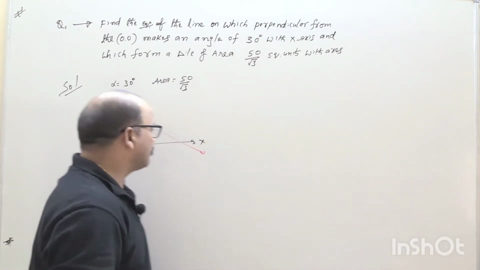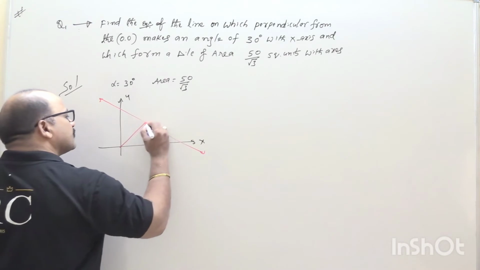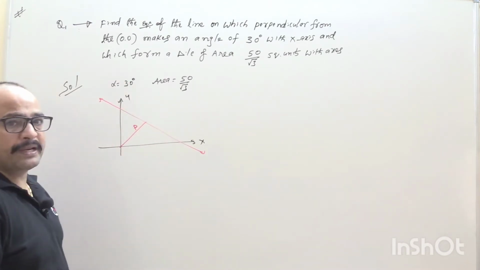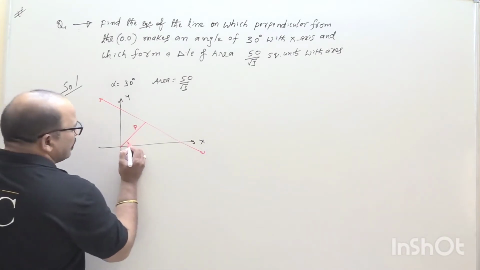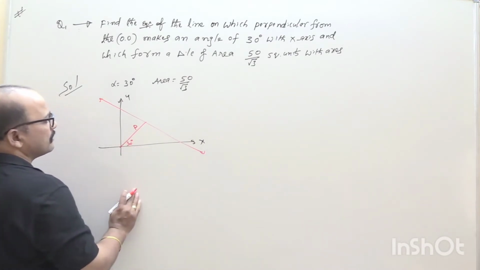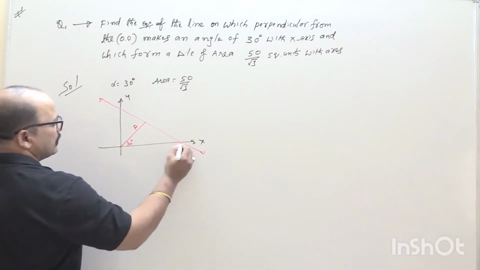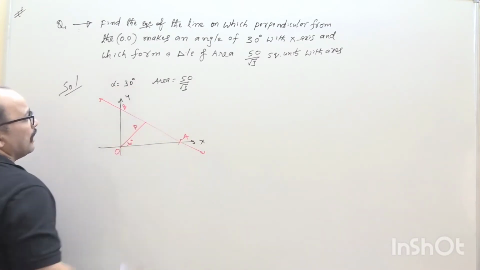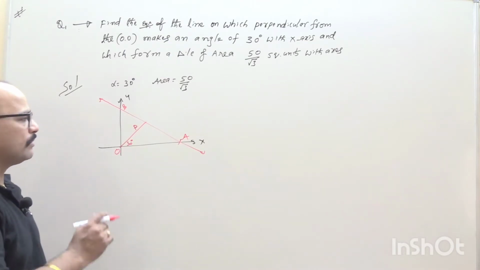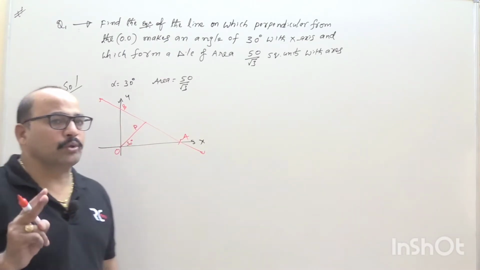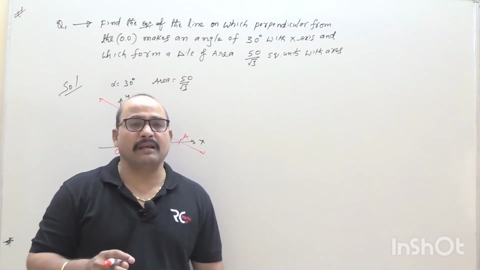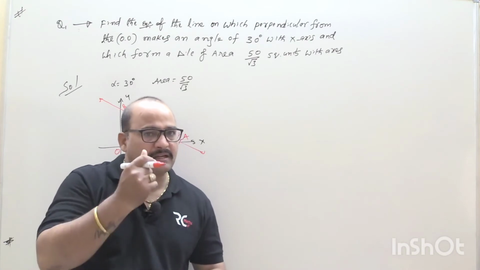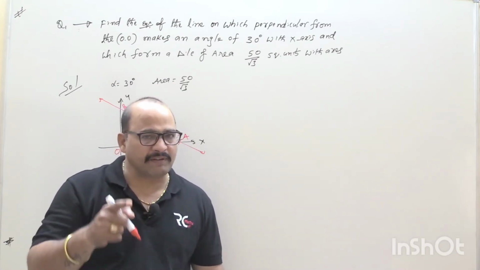But yes, normal form. This is the distance P. I don't know the distance P; there is no information about P. But alpha is there, 30 degrees. This is the point A, this is B, this is O. The area of triangle AOB is 50 by root 3. So we have only two things, the normal line angle and the area. By using these two relations, you can find the equation x cos alpha plus y sin alpha equal to P.